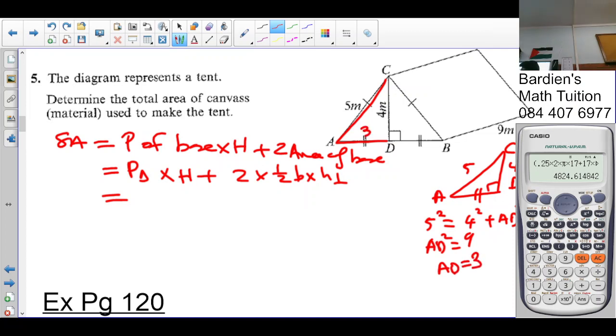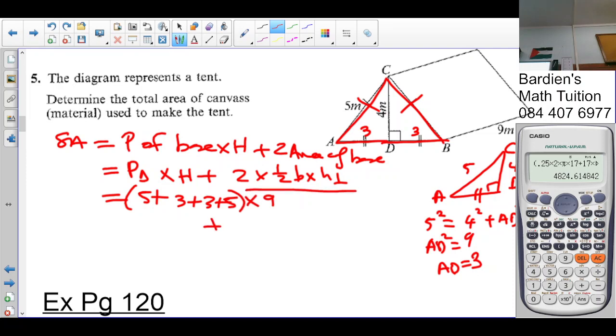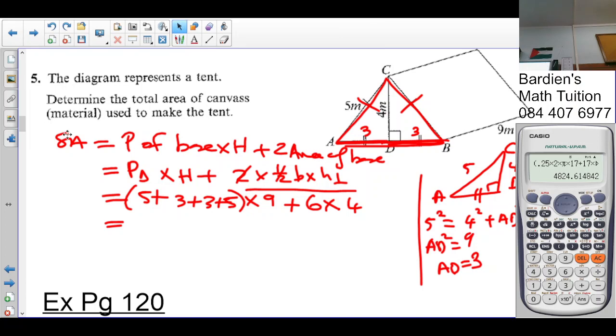So that is now 3, and this is 3. So it's going to be 5 plus 3 plus 3 plus 5. As you can see, that's one strip, one strip. That's the perimeter of the base, times the height, which is 9, plus this part here that cancels. Plus what? Base, what's my base? 6, and my perpendicular height is?